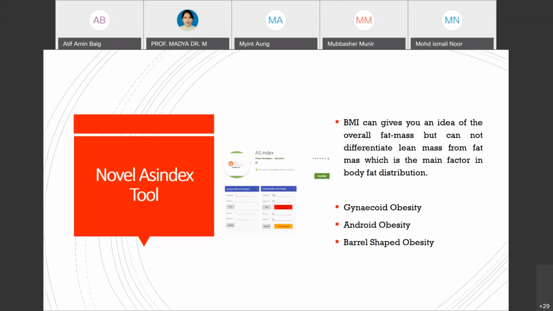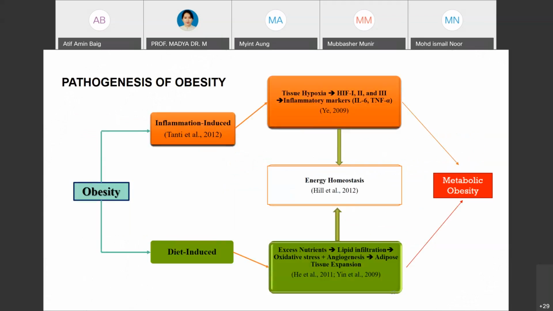Well, so coming to the pathogenesis of obesity, something to summarize all that the respective speakers have talked about by now.